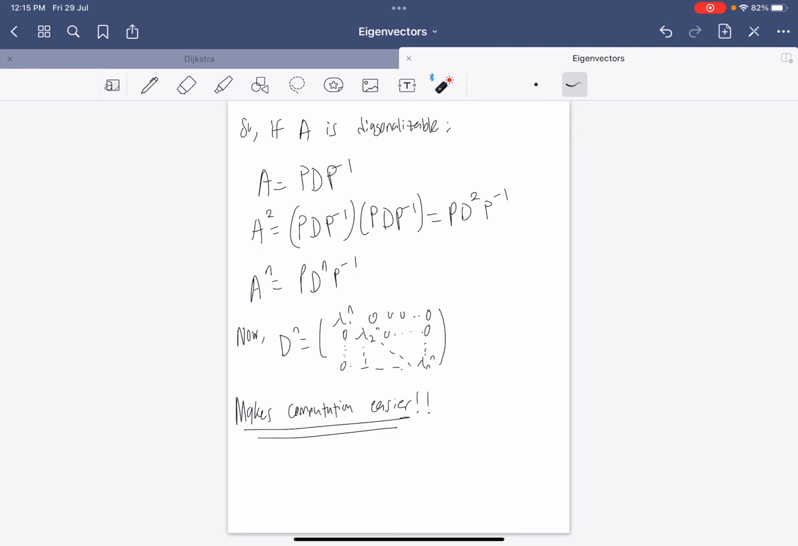So that is all for the short introduction to eigenvectors and eigenvalues. I hope you have come to understand how to do it in a step-by-step procedure.